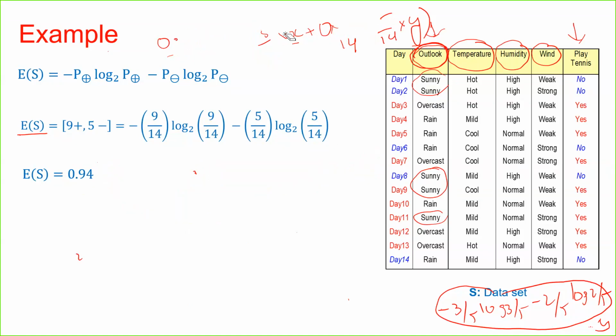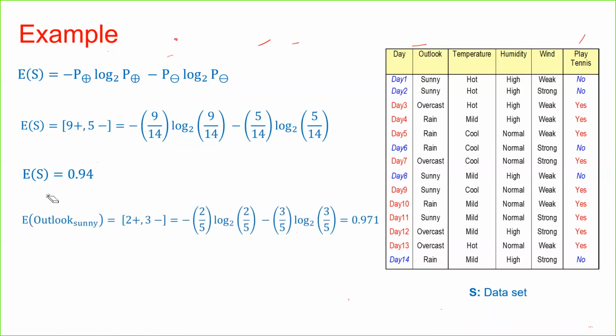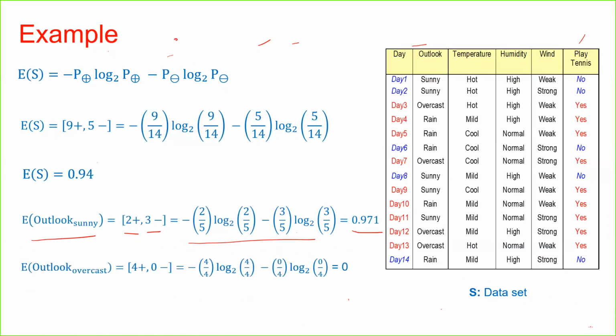Okay, so let us continue with this example. I got the overall idea, right? So this is the entropy of outlook sunny: 2 positive, 3 negative, as we have already seen. The entropy value here is 0.97. Now compute the entropy of overcast. How many overcast examples? 1, 2, 3, 4, and all of them are positive. So 4 positive, 0 negative, and the entropy value is 0.